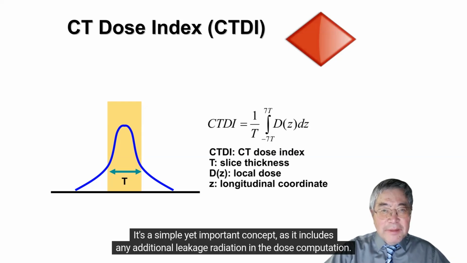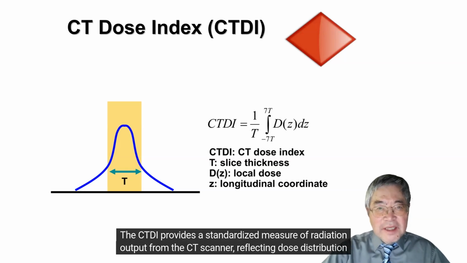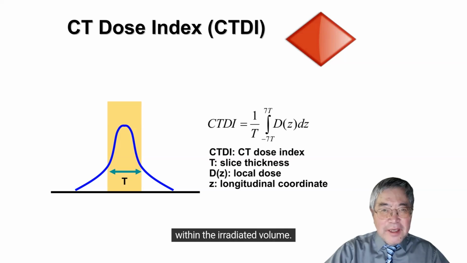It's a simple yet important concept, as it includes any additional leakage radiation in the dose computation. The CTDI provides a standardized measure of radiation output from the CT scanner, reflecting dose distribution within the irradiated volume.